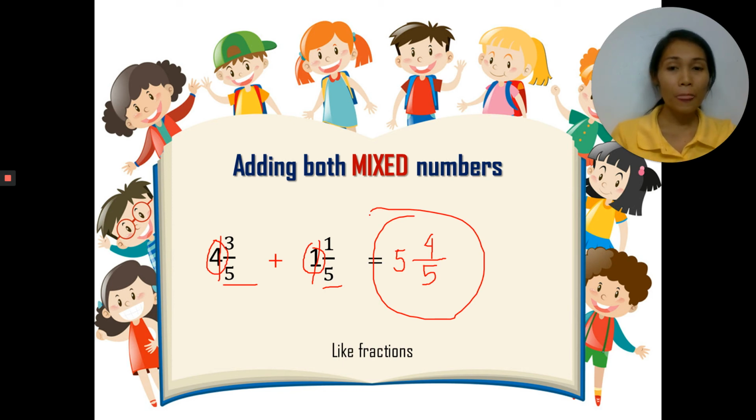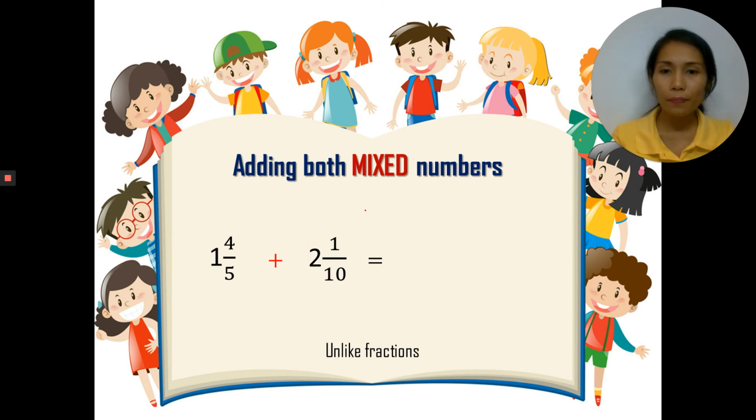Easy, yeah? Okay, remember, if there is a mixed number, separate the whole number. Then focus on the fractions. After you got the fraction, you sum them up all together, the whole number and the fraction. Okay, let's try another example here.